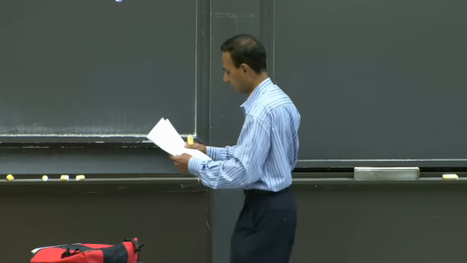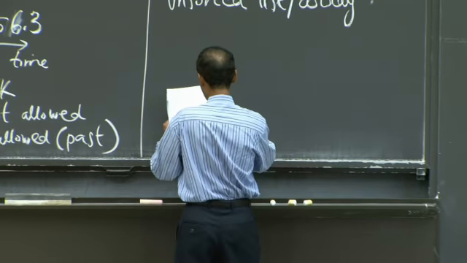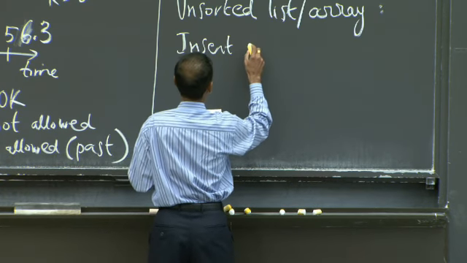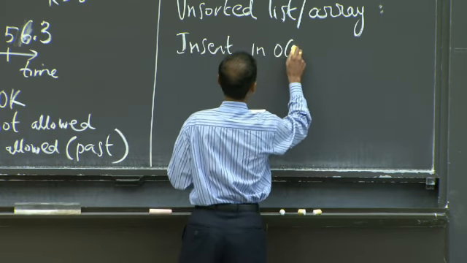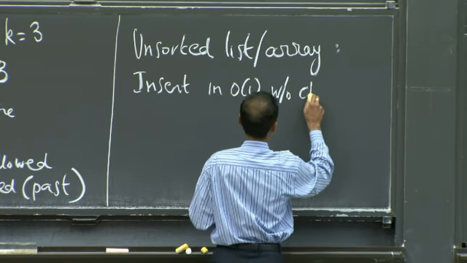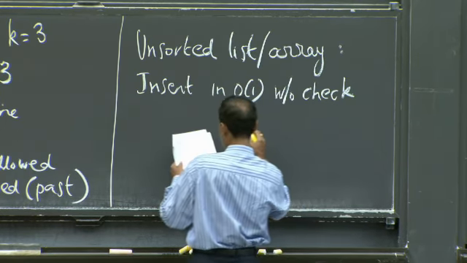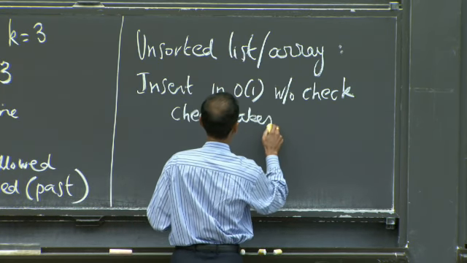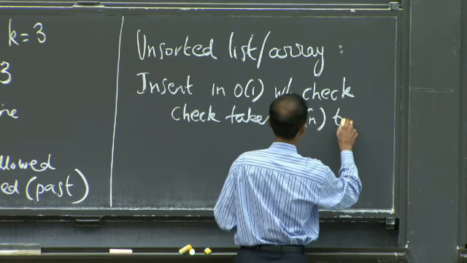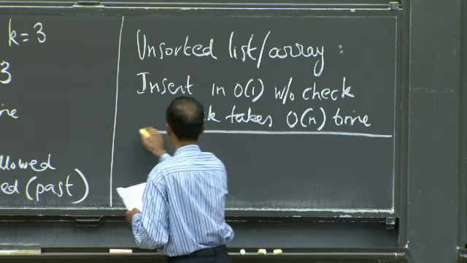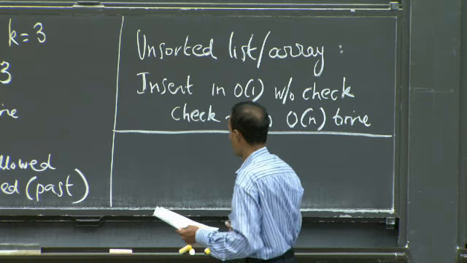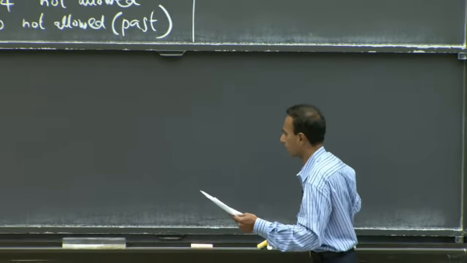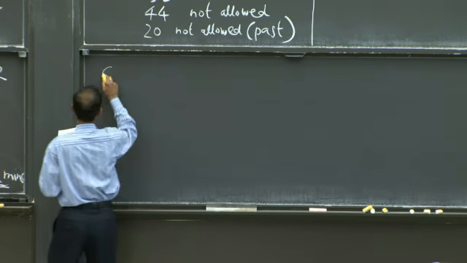All right? So you can insert in order 1 without a check, but sadly, the check takes order n time. All right? Let's do something that is a little more plausible.